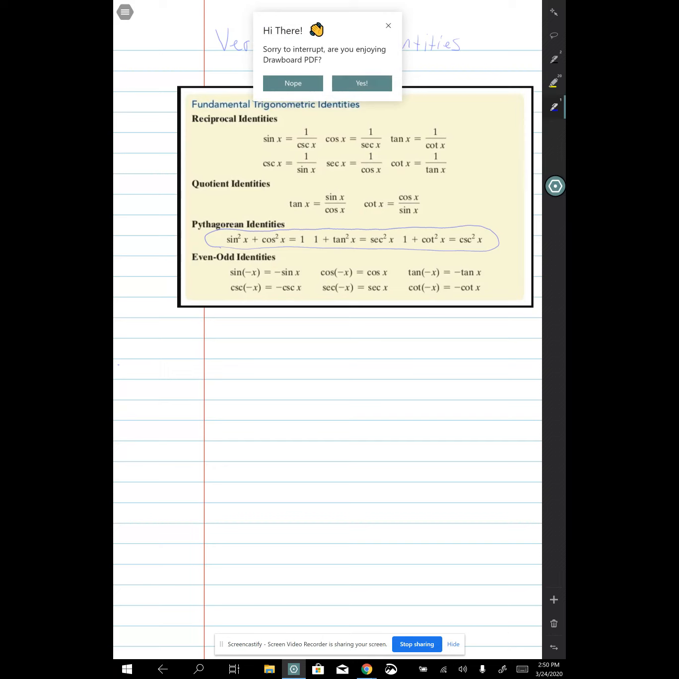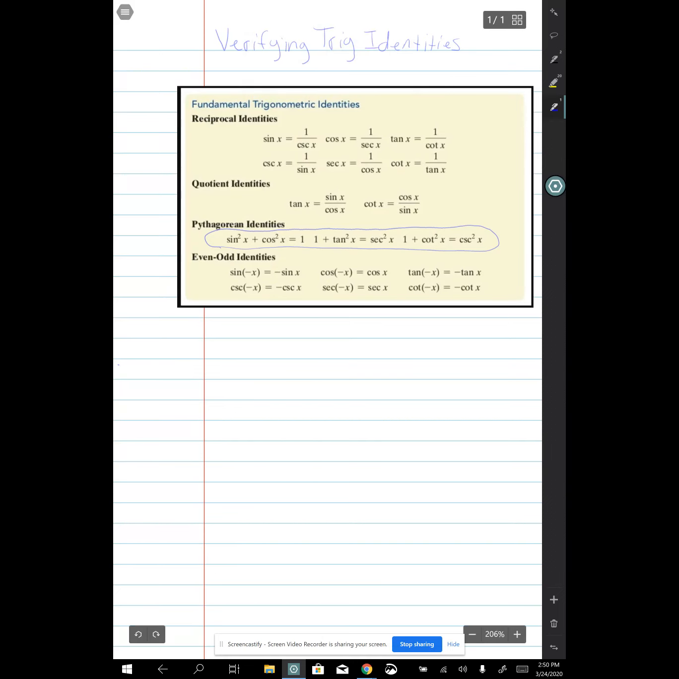Some identities can be verified by rewriting the more complicated side so it might only contain sines and cosines. You might be able to rewrite it as a Pythagorean identity. However you do it, you're going to need to make your left equal the right or the right equal the left without moving things from one side to the other. Okay, so keep that in mind as we go forward.